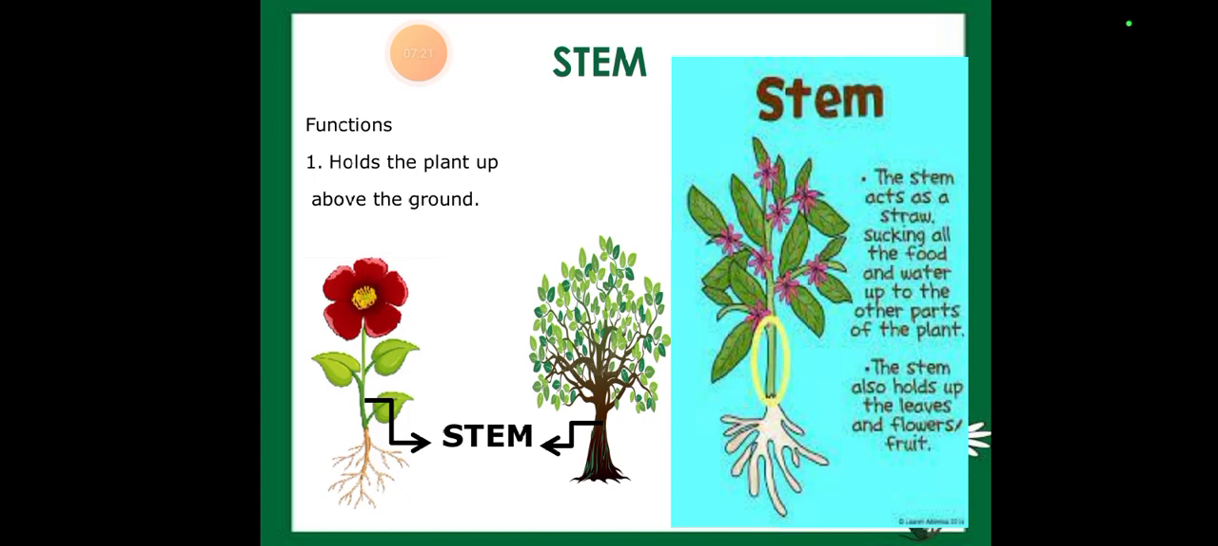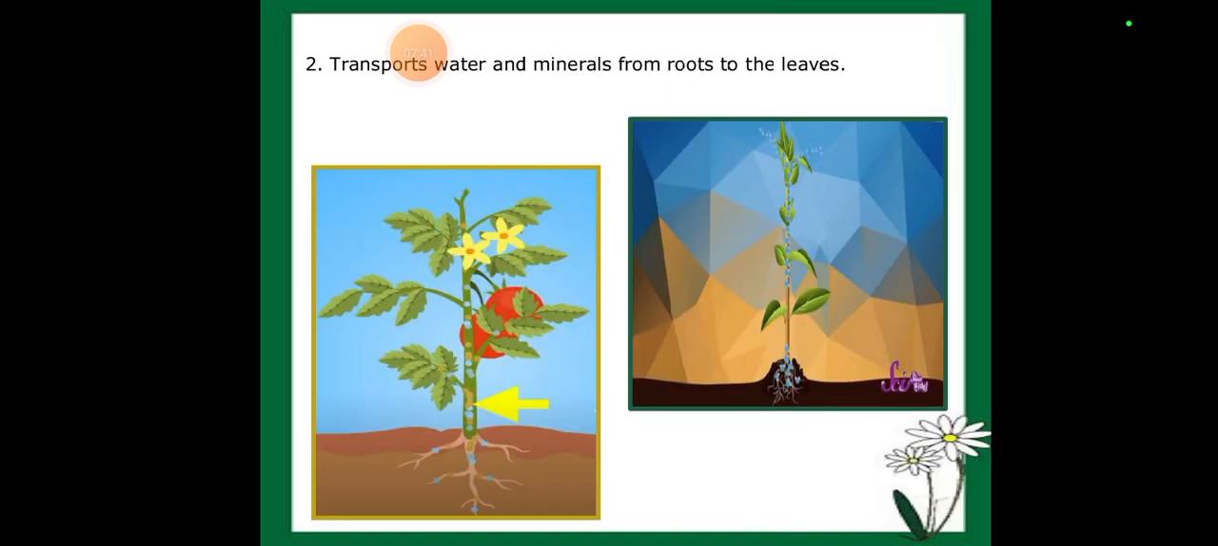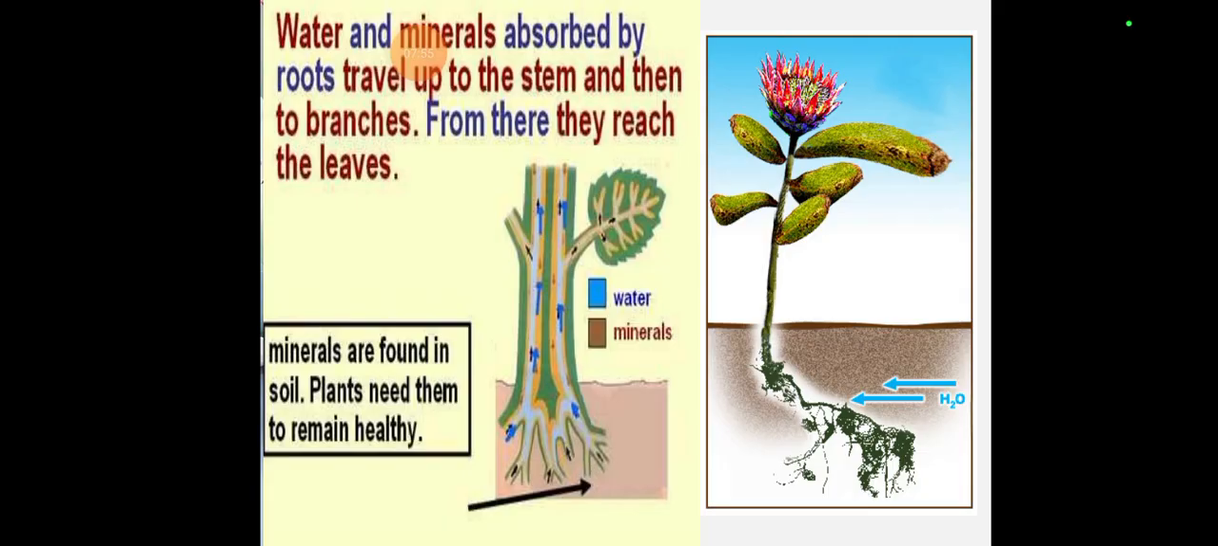Basically, the stem acts like a straw, sucking all the food and water up to other parts of the plants. The stem also holds up the leaves, fruits and flowers, like it holds other parts of the body. Why does it work as a straw? Because a straw also sucks up things and transfers them to other parts. Stems do this action. It transports water and minerals from roots to the leaves, like transpiration that transfers the water to the leaf: soil transfers the water to the stem, stem to the leaf, leaf to the flower, flower to the fruit, and like this it happens.